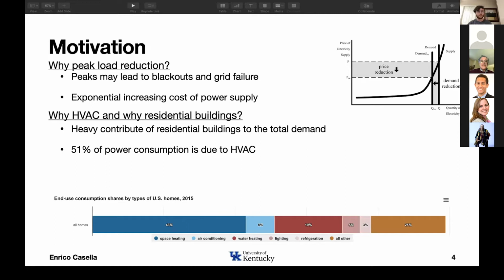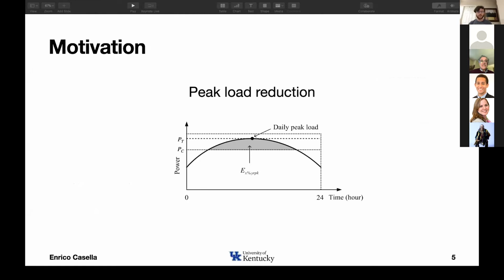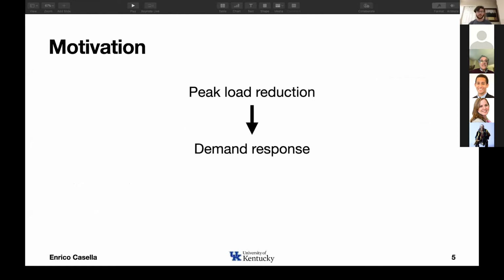Moreover, the literature shows that these peaks in demand are usually associated with extreme outside temperatures. It's either really hot or really cold. So you can imagine how that 51% is probably going to be even higher in those situations. Tackling the issue of peak load reduction with HVAC makes a lot of sense. Now, from peak load reduction, here's another key term: demand response. The idea is that we want the users to change how they use and interact with their appliances in order to reduce the peak load.